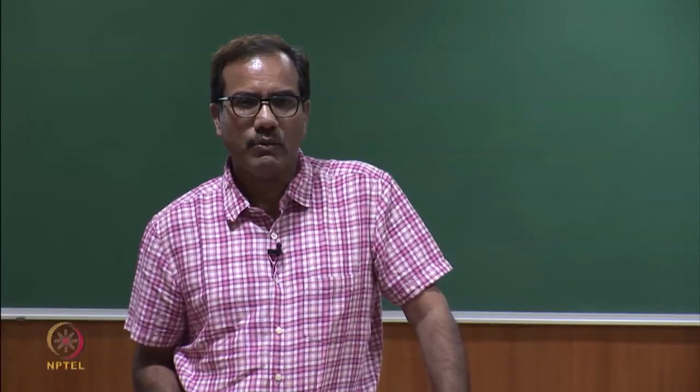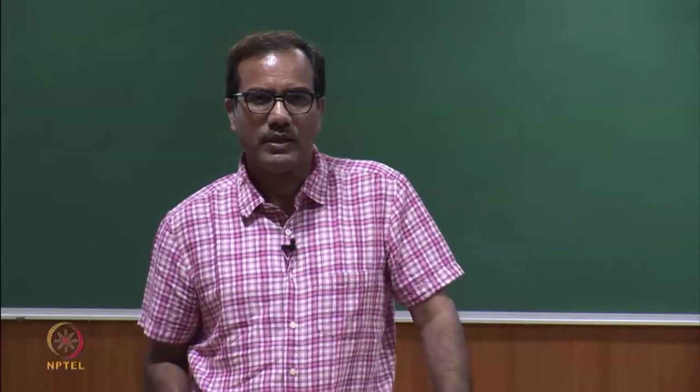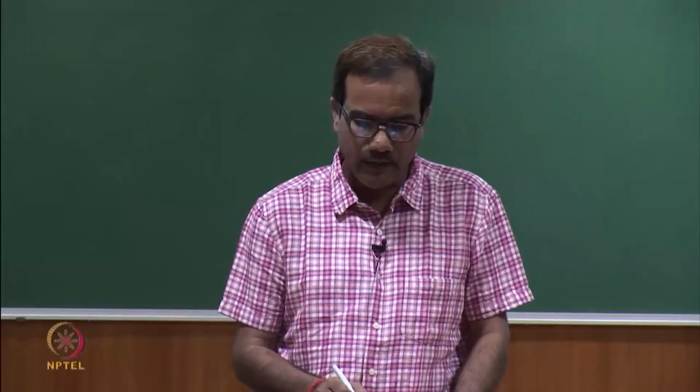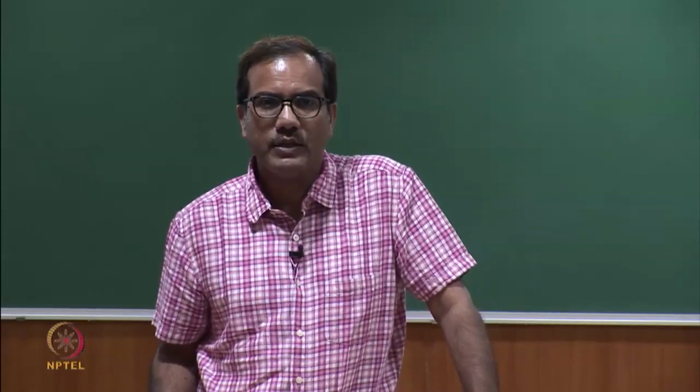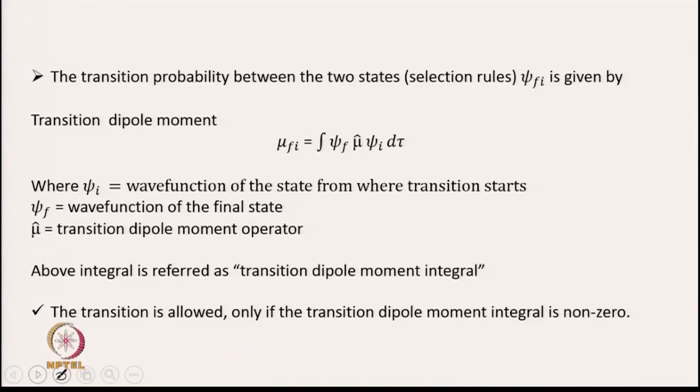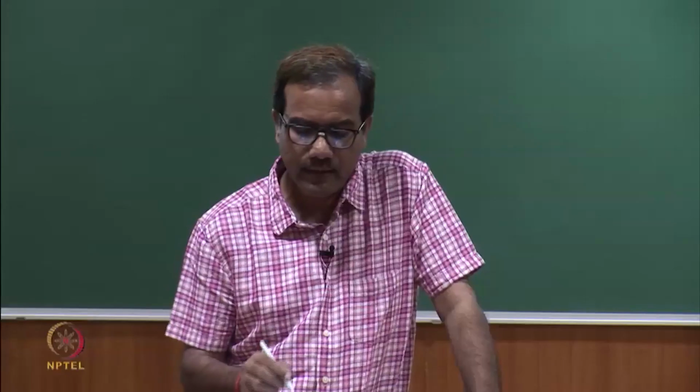So, we will go one by one and see how they affect the intensity of your spectral lines. First thing is your transition dipole moment. The transition probability between two states, for example, from state i to state f, is given by this formula, where mu Fi is the transition dipole moment and psi f tells you about the wave function of the final state.